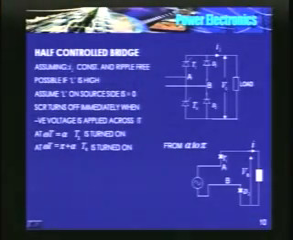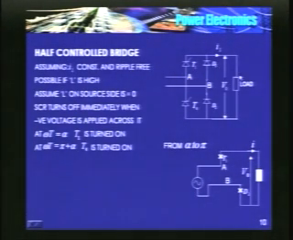Off controlled bridge. Just now we studied uncontrolled bridge. Now let us discuss half controlled bridge, wherein there are two SCRs and two diodes. Okay, configuration 1. What are the other assumptions?